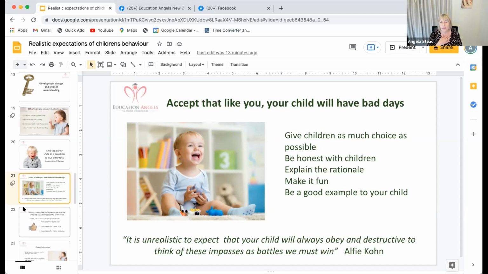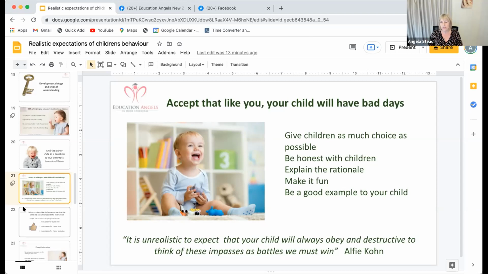So a few little hints here is give children as much choice as possible. The more you can offer children choices, the more autonomy they have, the more they feel good about themselves. It builds their confidence and their self-esteem. And of course, giving them choices, you're giving them less to resist.